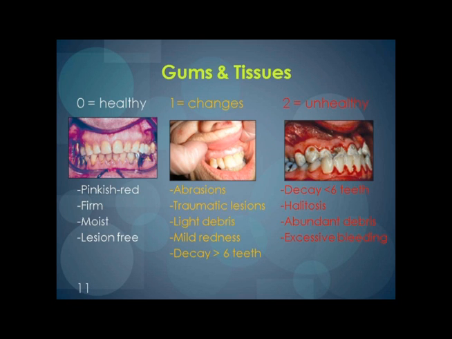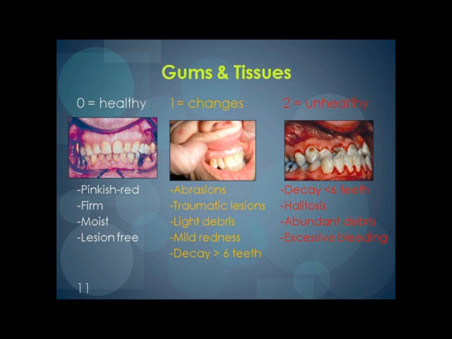Gums and tissues. Healthy gums and tissues should be a continuous pinkish red color or pigmented in relation to the normal coloration of the client's skin, firm in texture, free of lesions, and moist. Level 1 changes, the most notable changes would be in gums and tissues, and they will require some referral, but mild changes may respond to simple in-house treatment and monitoring. So this area might become a judgment call.